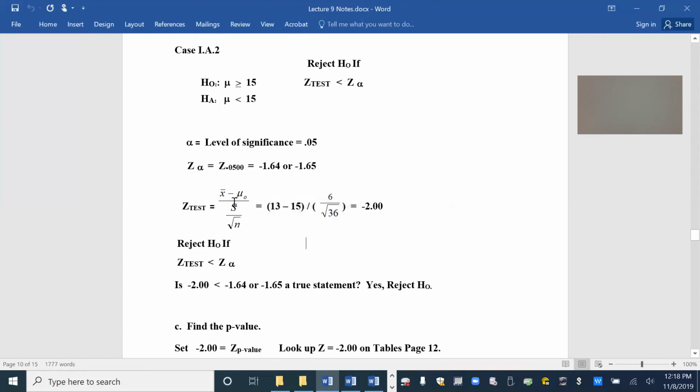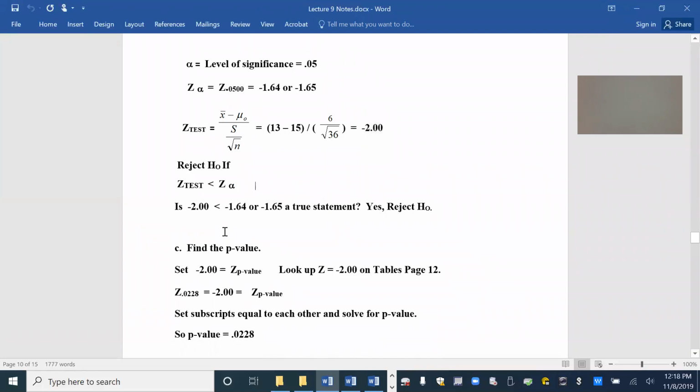Okay. We saw 13. They said it was 15. And we divide by 6 over the square root of 36. 6 is S. 36 is our sample size. And we get -2. Let me start over. The 13 we saw is 2 standard deviations below the 15 they claim.